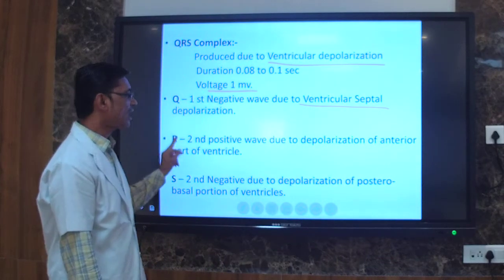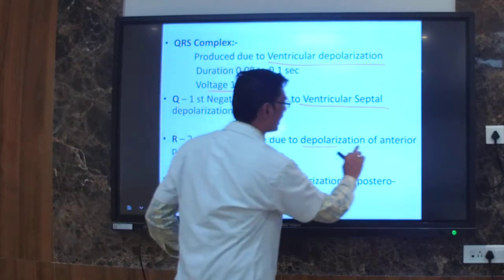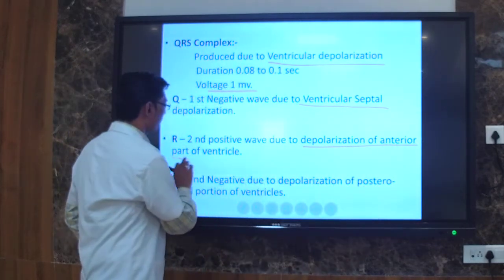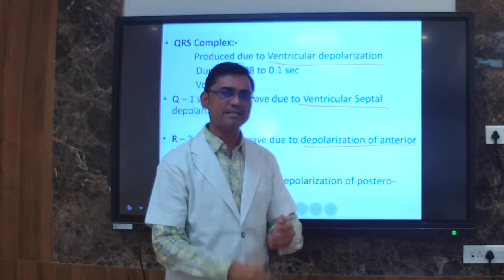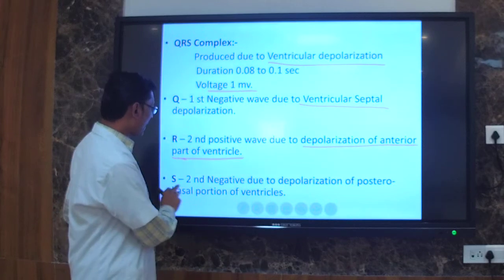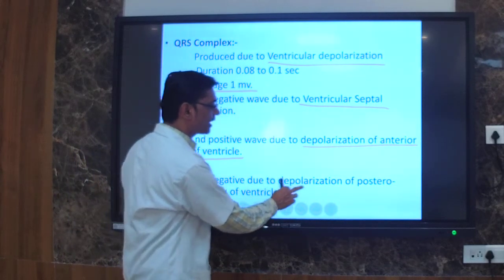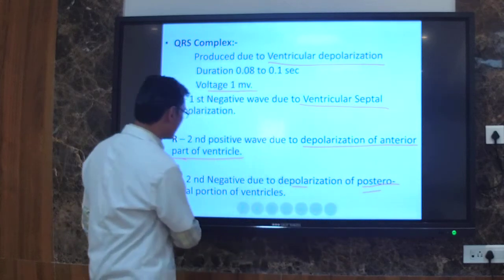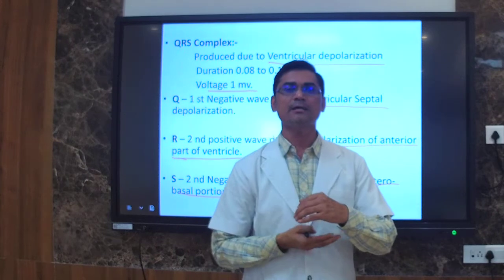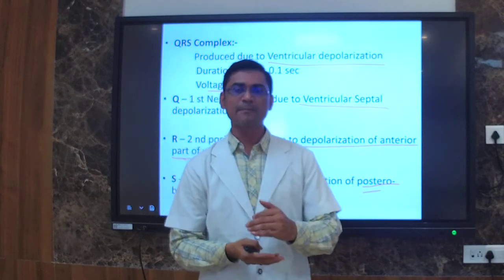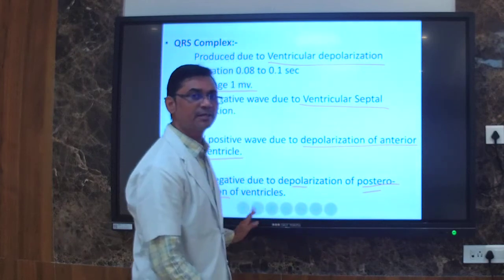Now the reason for the R wave. The reason for the R wave is the depolarization of the anterior part of the ventricle. The anterior part of the ventricle gets depolarized, producing the R wave. Now the S wave is the second negative wave, produced due to the depolarization of the posterior-basal portion. The posterior-basal means the base of the heart, forming the posterior-basal area. It depolarizes last, producing the S wave.